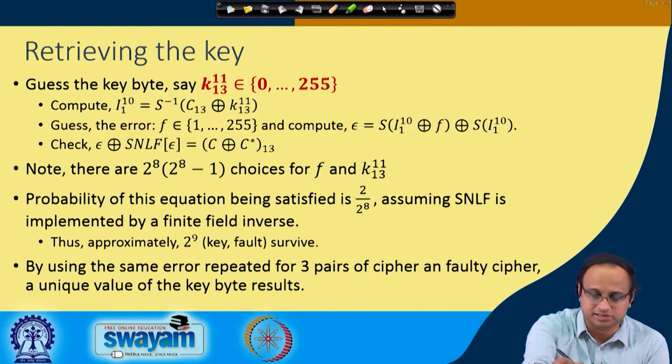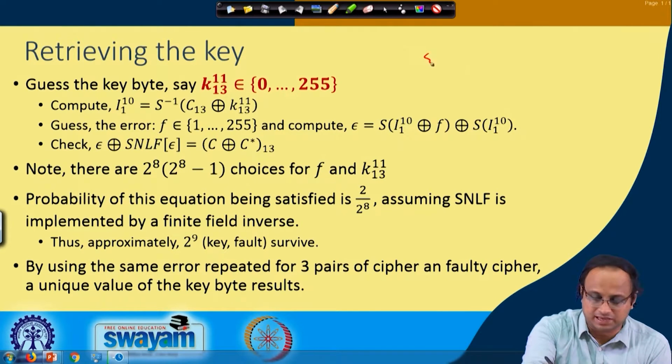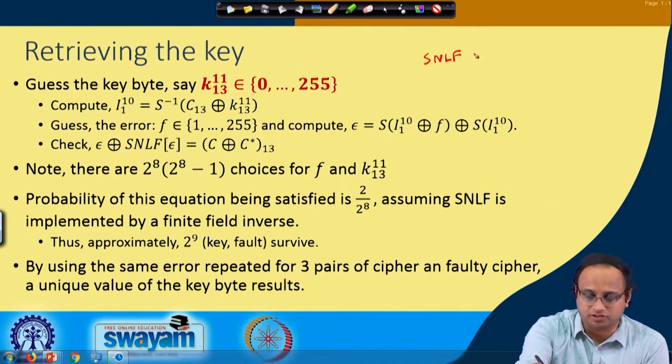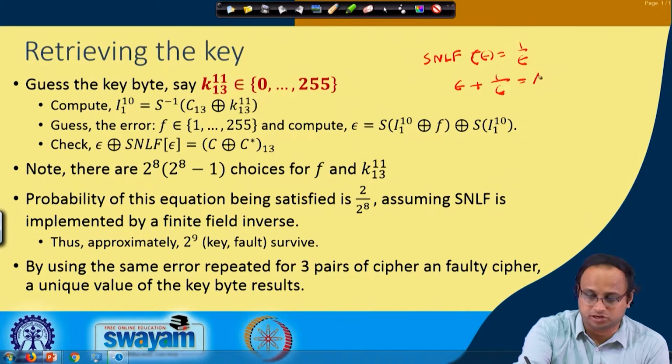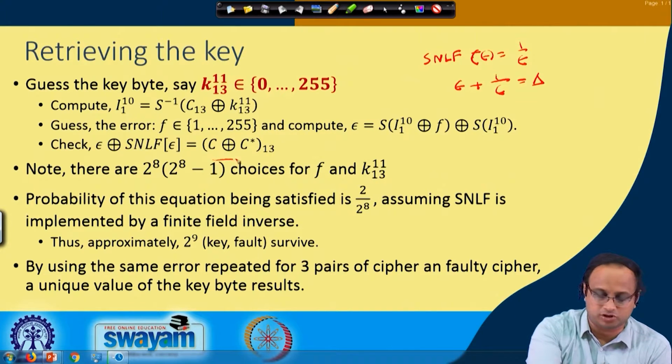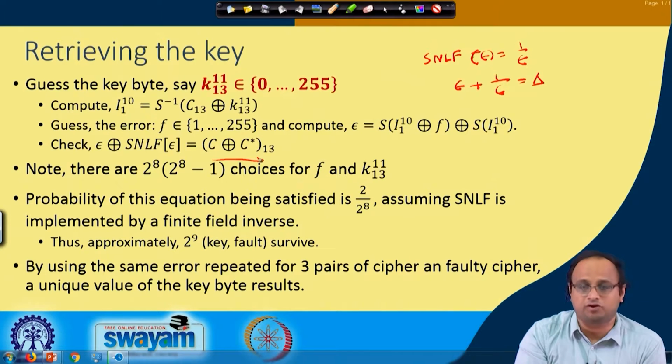Similar things can also be observed for other nonlinear functions. So if your S NLF epsilon is nothing but 1 by epsilon, that is the finite field inverse, then the equation is epsilon plus 1 by epsilon is equal to some constant value, because this value is already observed from the cipher and from the faulty cipher.